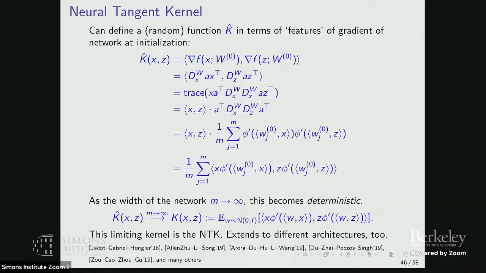Then we rewrite this quantity in a somewhat more suggestive way, where we're looking at the inner products between x phi prime wj0.x and z phi prime wj0.z. You could do this, but you'll see what simplifies when you look at initialization in a second.